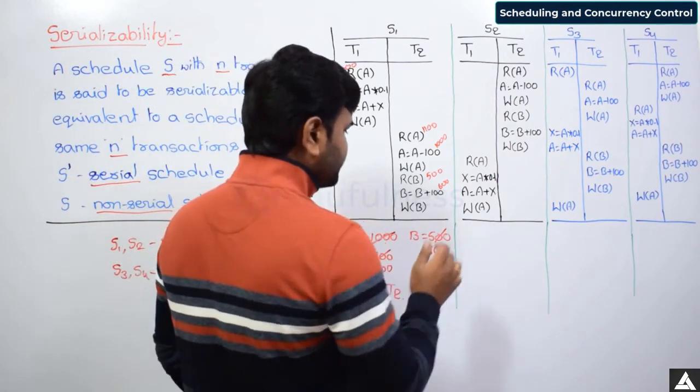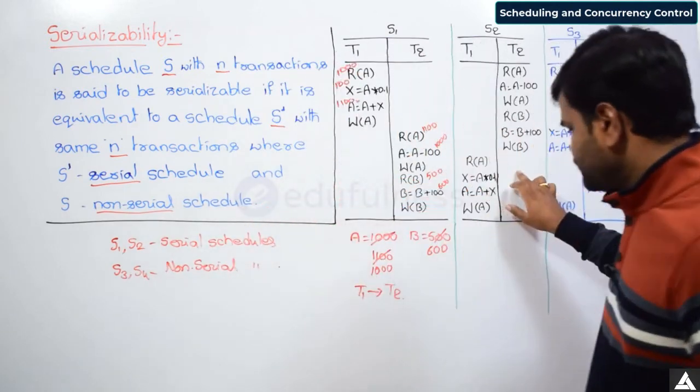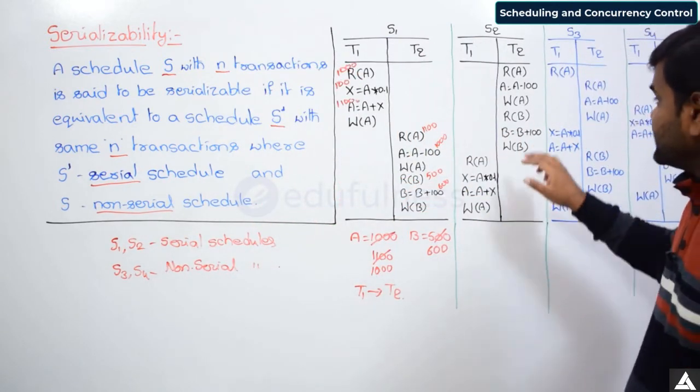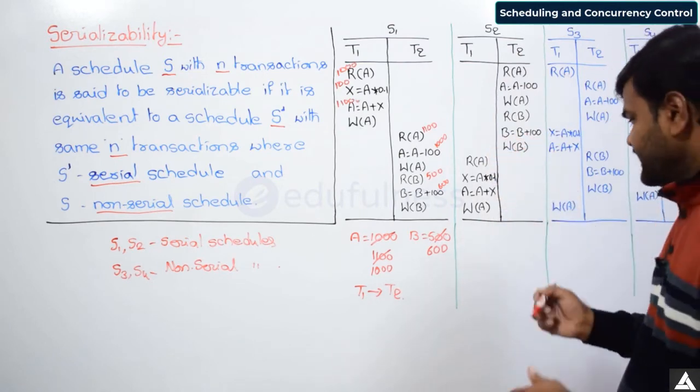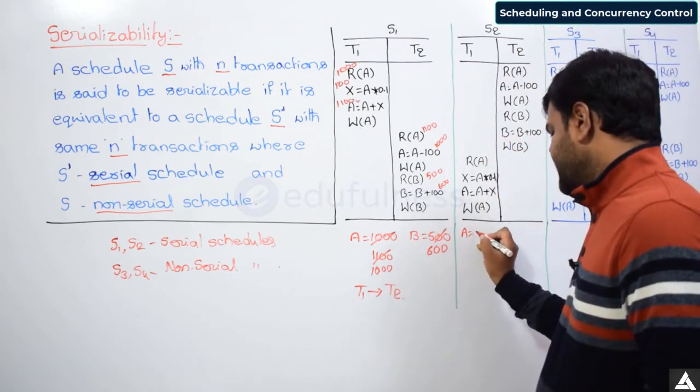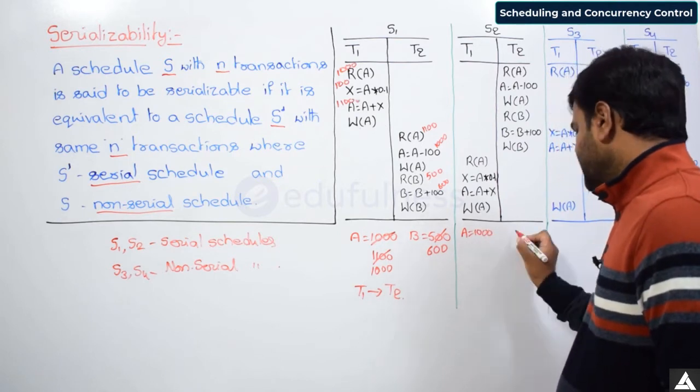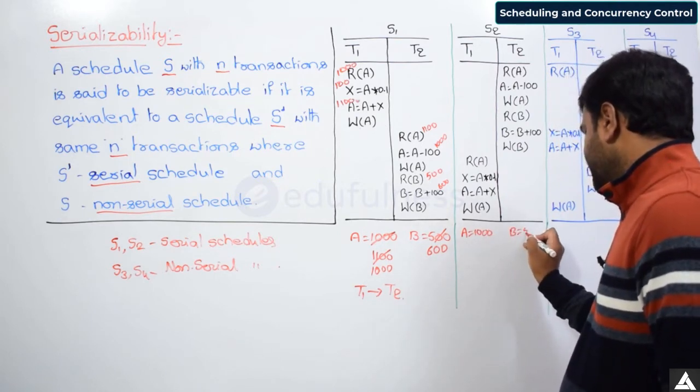Now come to S2. In the case of S2, what is our observation? First T2 is performed and then T1 is performed. Here also, the initial values are the same for any schedule: A equal to 1000 and B equal to 500.